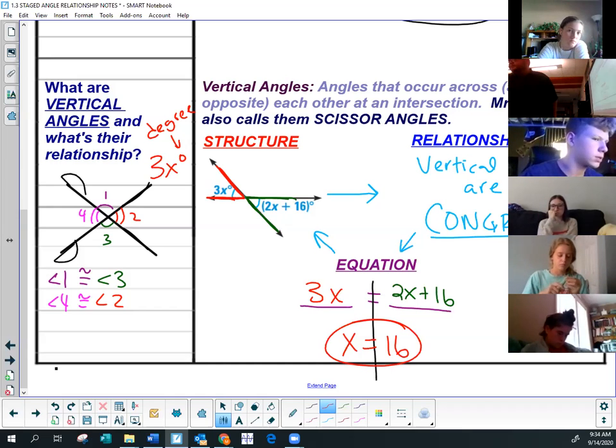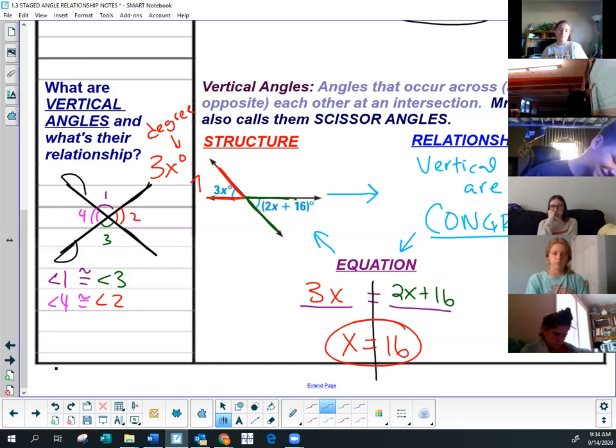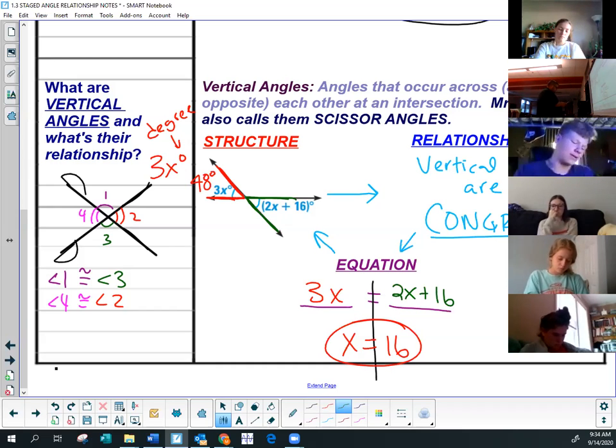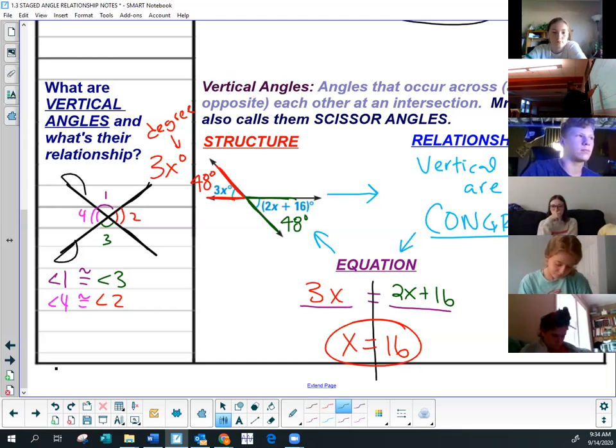We'd substitute x into the expression. And so we have 3 times x. So 16 times 3, this would be 48 degrees. So what must the other angle be automatically? 48 degrees. Yeah, and if we type that in, we can confirm that's also 48 degrees.